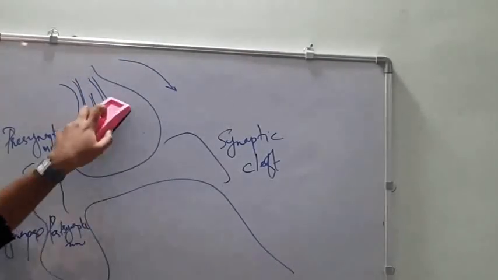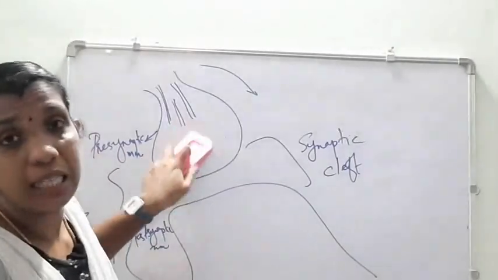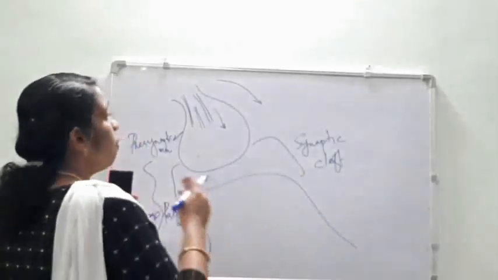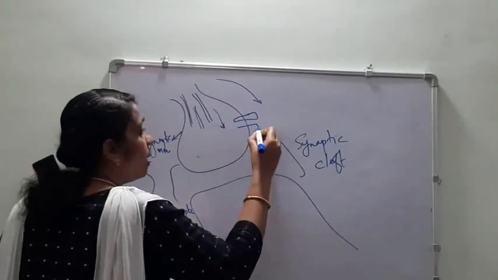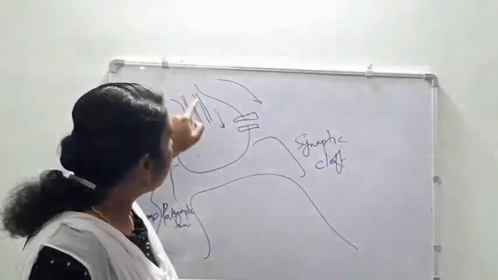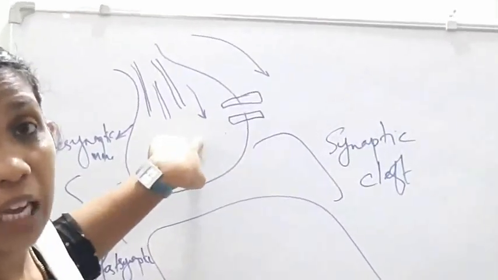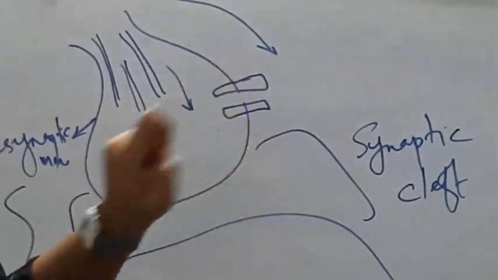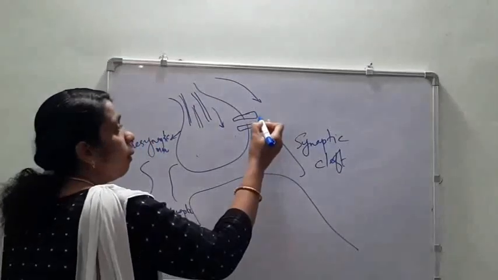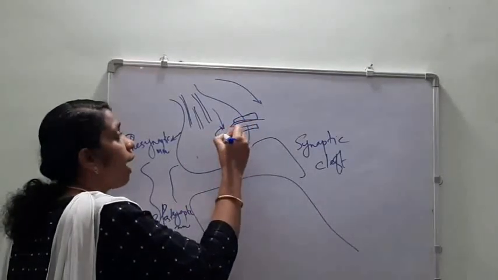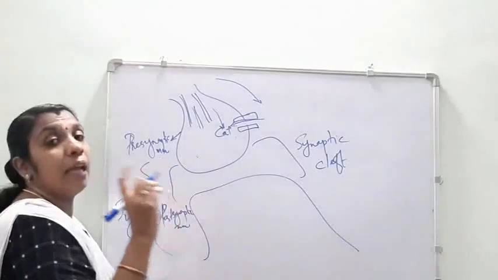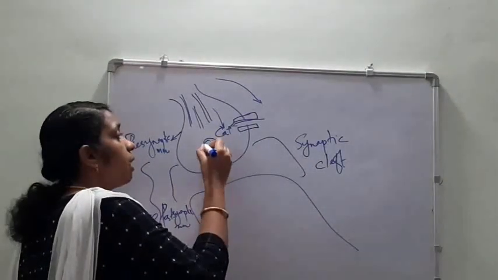What happens once the action potential reaches the presynaptic membrane? There will be opening of calcium channels in this presynaptic membrane. Understand? The action potential is coming, it reaches near the presynaptic membrane, and the calcium channels open. Then calcium enters inside. You understand? When calcium enters inside, there is a vesicle known as what?